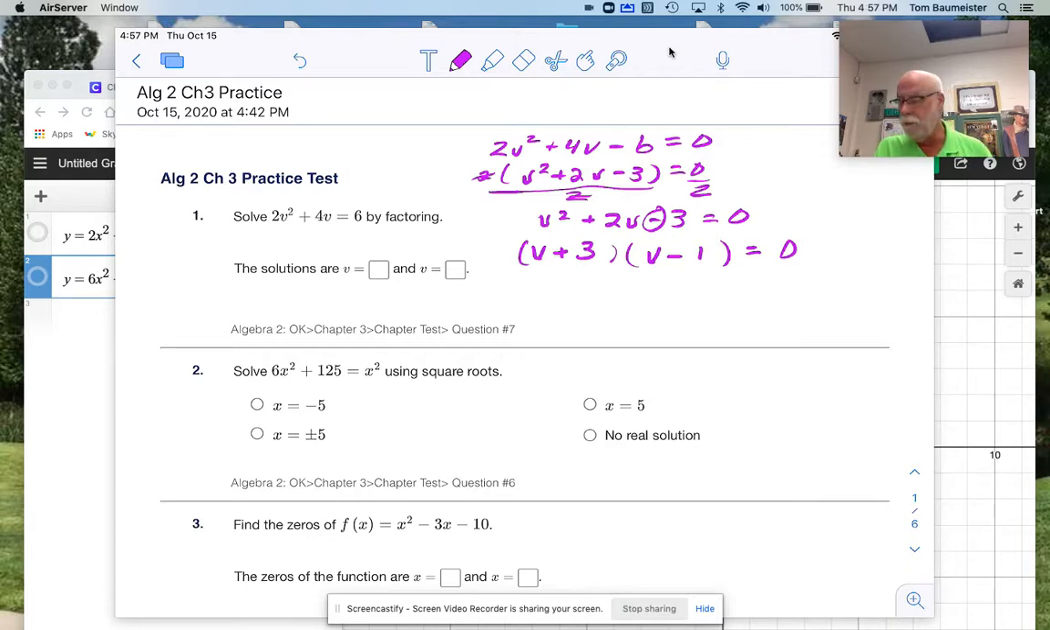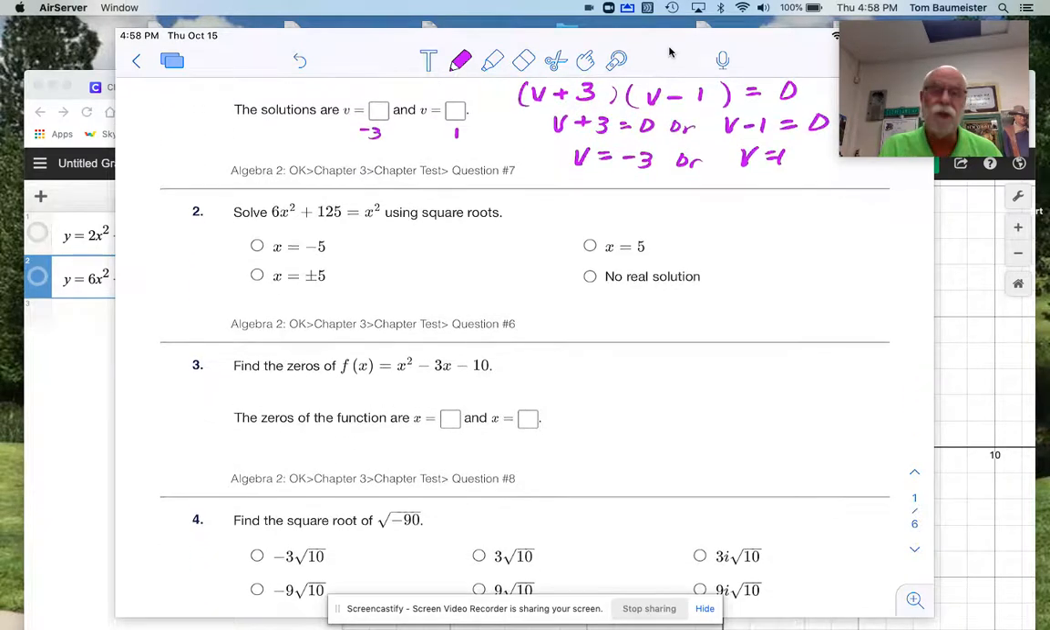All right, so remember, by the zero product property, we can say that v plus 3 is equal to 0, or v minus 1 is equal to 0, and you solve those. So I'll get v is equal to negative 3, or v is equal to positive 1. So our answers here would be negative 3 and 1. All right. Number 2.